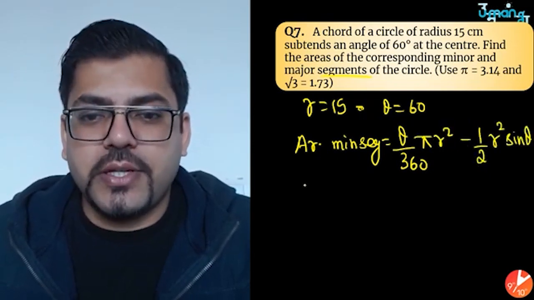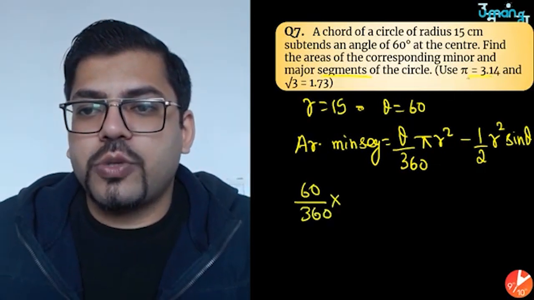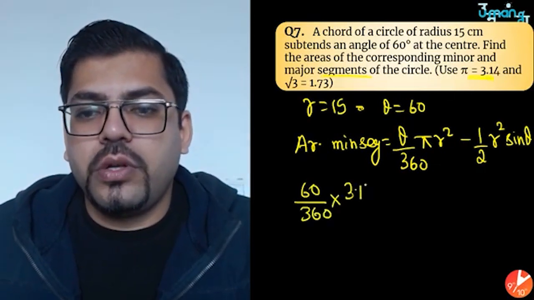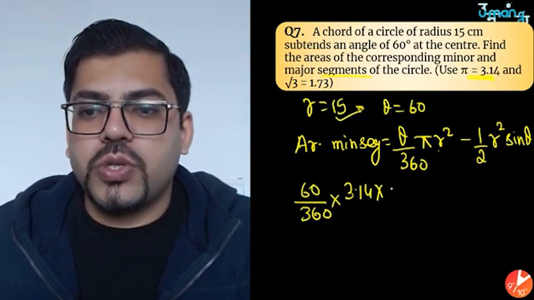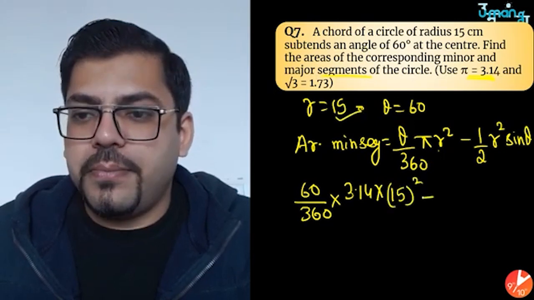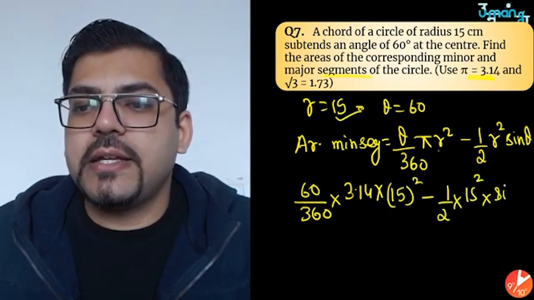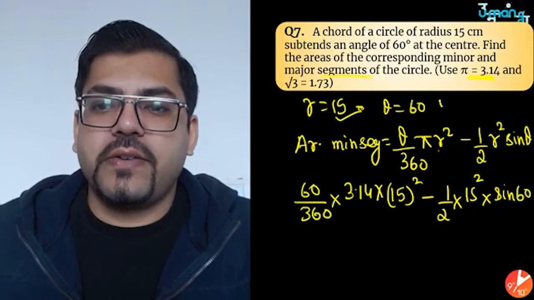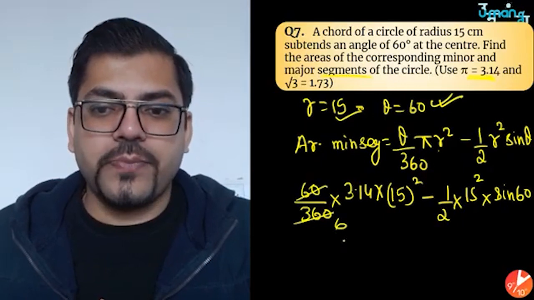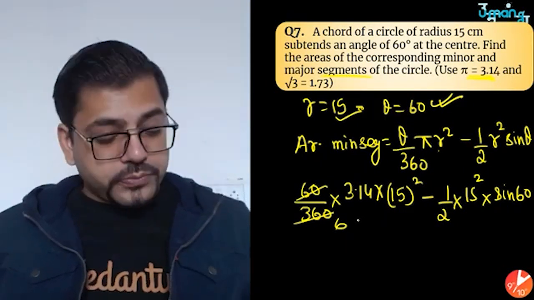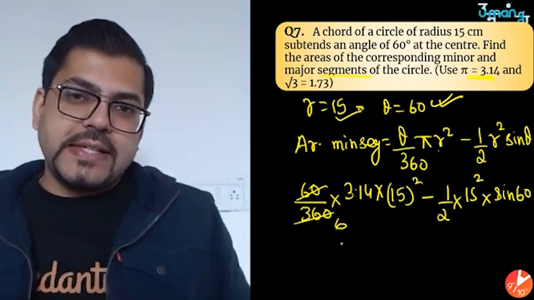So theta by 360, precisely it is 60 by 360 into pi, to be used as 3.14, into r square. Radius is given here, 15. So that is 15 square, minus half r square, again 15 square into sine 60, because theta is given 60. 60 will cancel in 6 times. What we have got is 3.14 into 15 square upon 6.